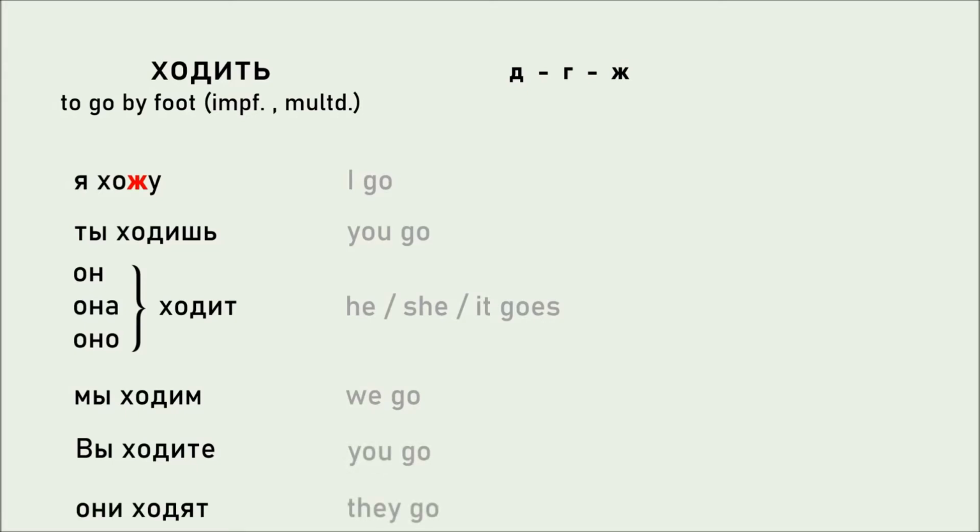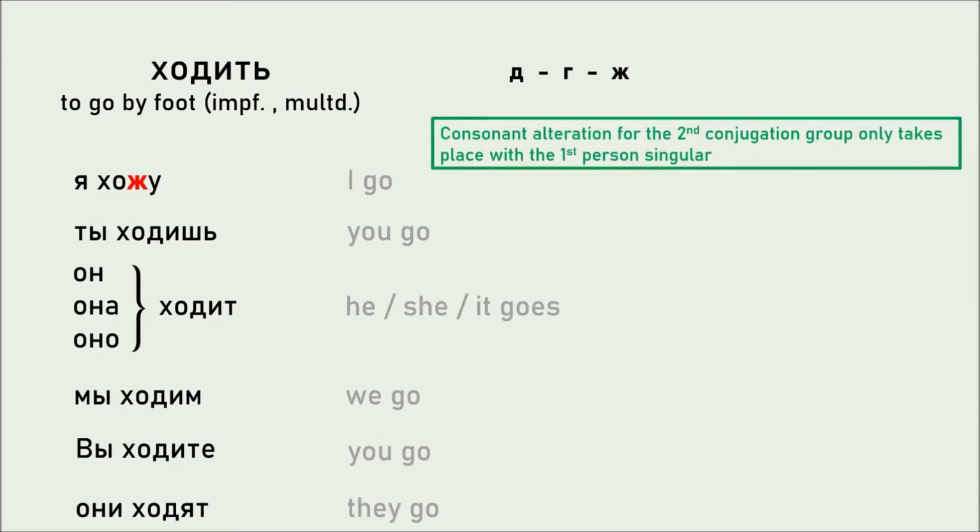And we only have the alteration in first person because this verb, ходить, is the second conjugation group because it ends in ить. So the soft sign, that conveys generally the second conjugation group. And consonant alteration happens only for the first person singular in the second conjugation group. I'm overloading you there with grammatical terminology. If you don't understand this, it's fine, just learn the conjugation of the verb.